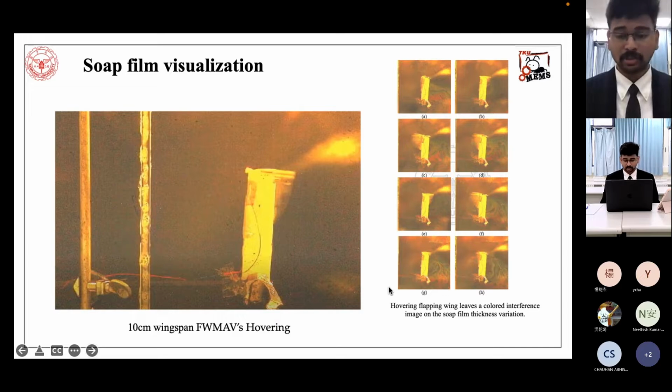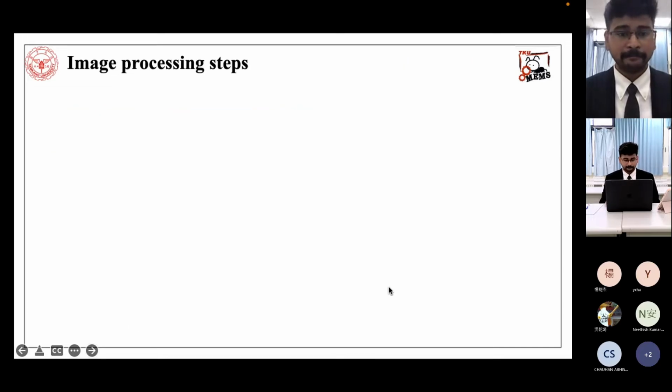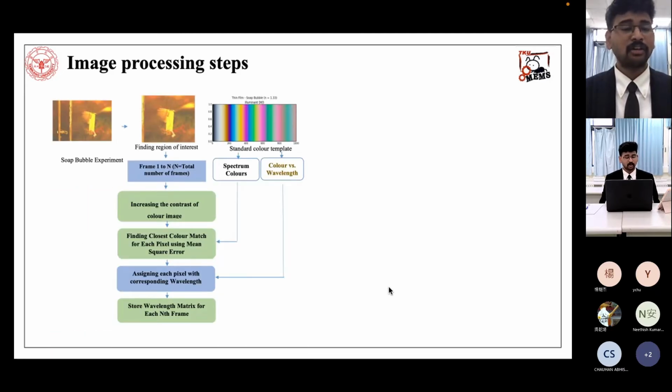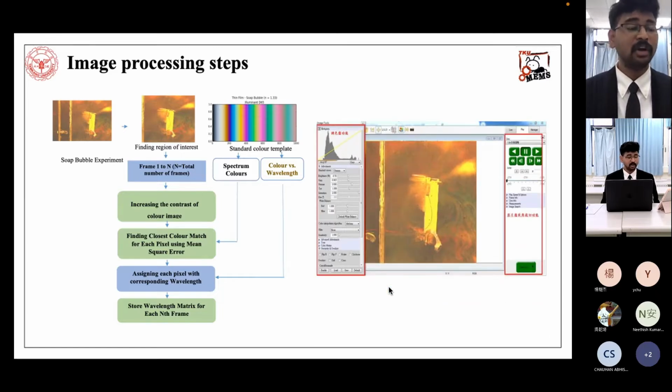Okay, now I'm going to move on to the image processing steps, which I followed after completing my experiment with the high-speed camera. So this is my flowchart of the steps which I followed in my image processing. The first important thing is the soap bubble experiment video, which we took from the high-speed camera.